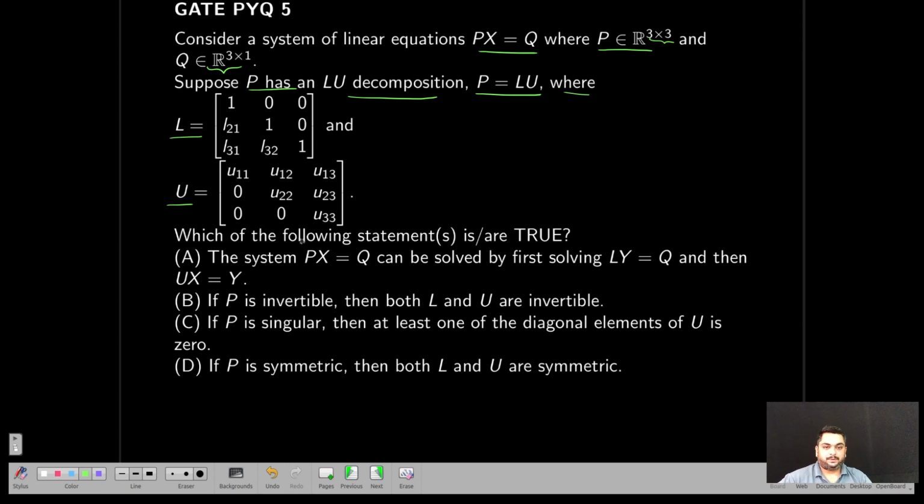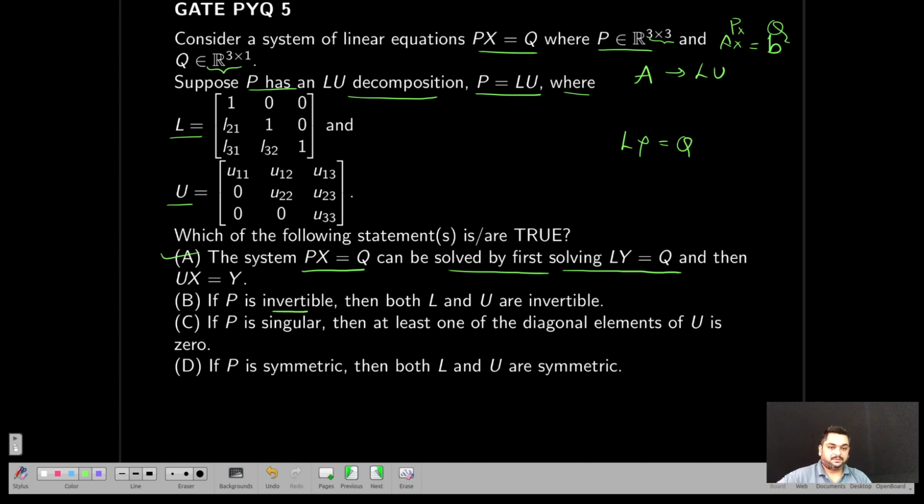So now we pick which of the following statements is true. A: the system Px = Q can be solved by first solving Ly = Q. So that is what you do. You may solve it like this: the matrix is A, and then you decompose it into LU, and your matrix B. Ax = B is what you are solving. Instead they have changed this to P, x, and Q. It is different, so this is true.